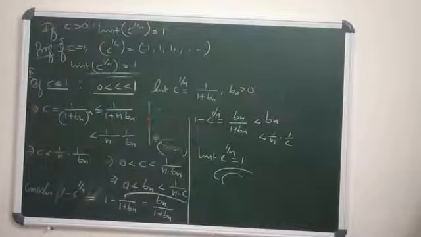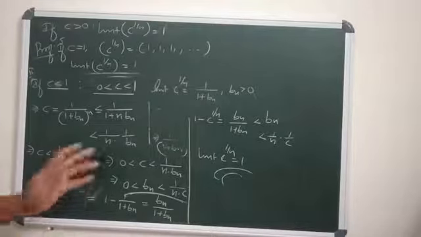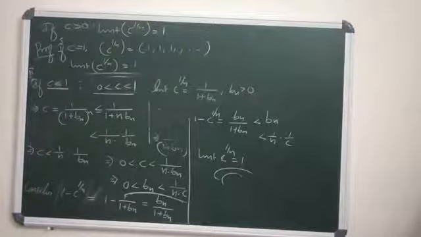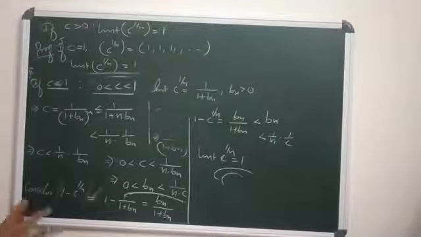Why? Because c is positive, and 1 by n is a sequence of positive reals having limit 0. Therefore, according to that theorem, we have limit of c power 1 by n equals 1. That is, it is obtained by using these arguments.